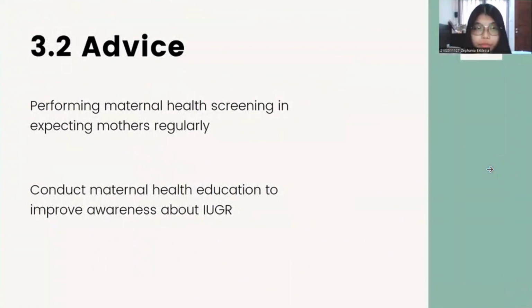IUGR. We advise to perform maternal health screening in expecting mothers regularly, and conduct maternal health education to improve awareness about IUGR.